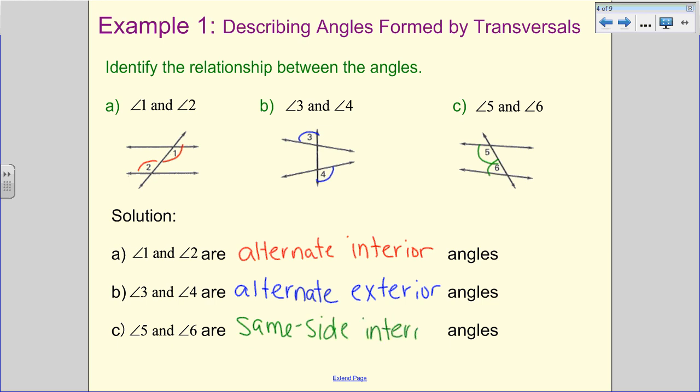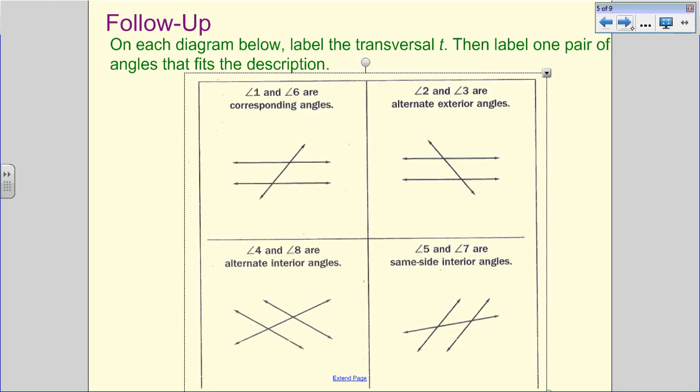Interior angles. Not too bad. Not too bad at all. All right, so let's take a look.